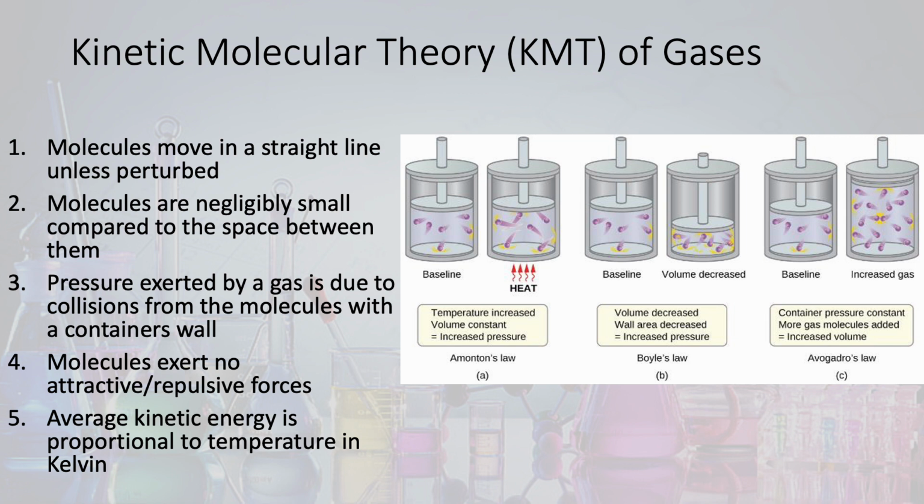Another assumption of our ideal gas law is that these atoms and molecules don't ever interact with each other, and they don't perturb each other. And then the average kinetic energy is proportional to temperature in Kelvin, right? Essentially what that's saying is that the higher the temperature of a gas, the more kinetic energy those molecules have, right? The faster they're moving, the more pressure they're going to ultimately exert.